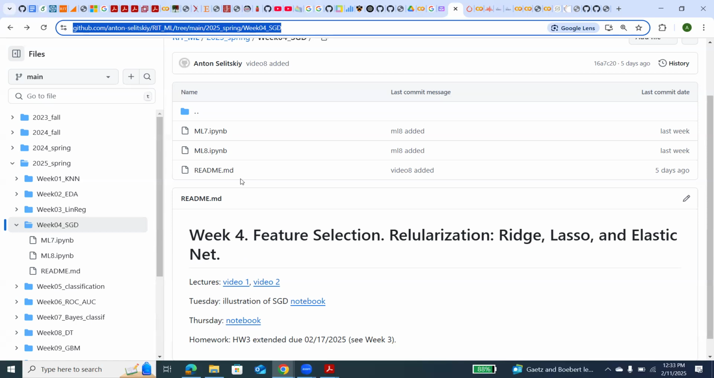We will finish the linear regression. And we will start the linear model for classification task.